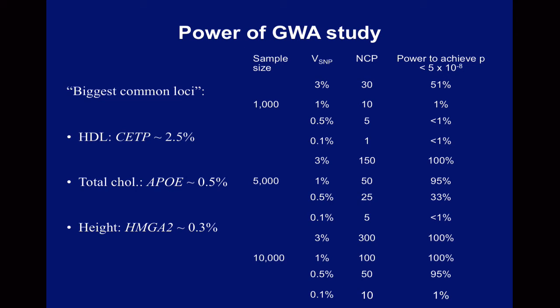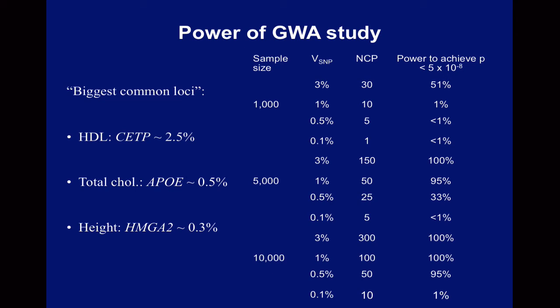So let's look at what kind of power we have to detect loci explaining different proportions of variance when we have sample sizes of 1,000, 5,000 to 10,000 people. You can see that with 1,000 people, even for a locus explaining 3% of variance, which is a big locus for complex traits, you have only a 51% chance that you will see it in your GWAS. This is almost like coin tossing. So with 1,000 you have very little power to detect even big loci, and if you go to 1% and less, you see that your power is really miserable.